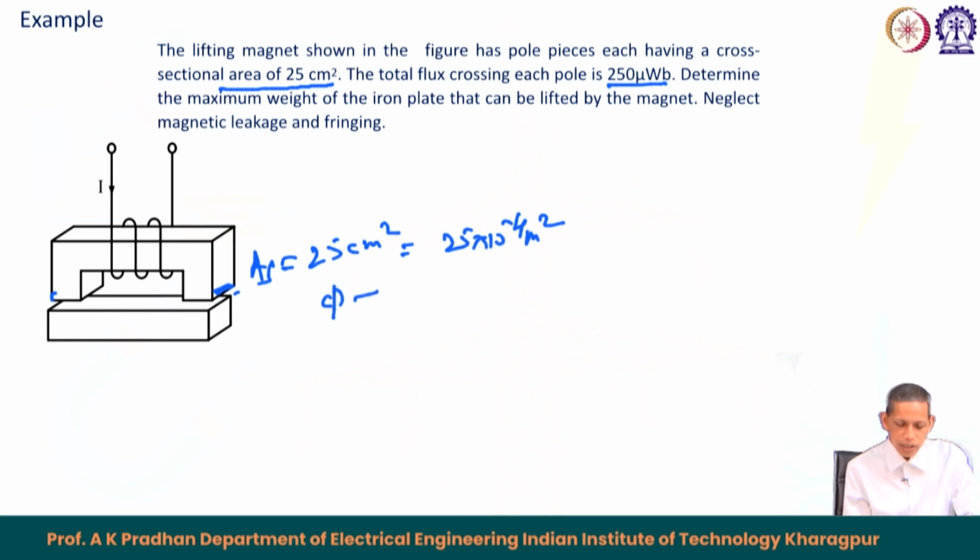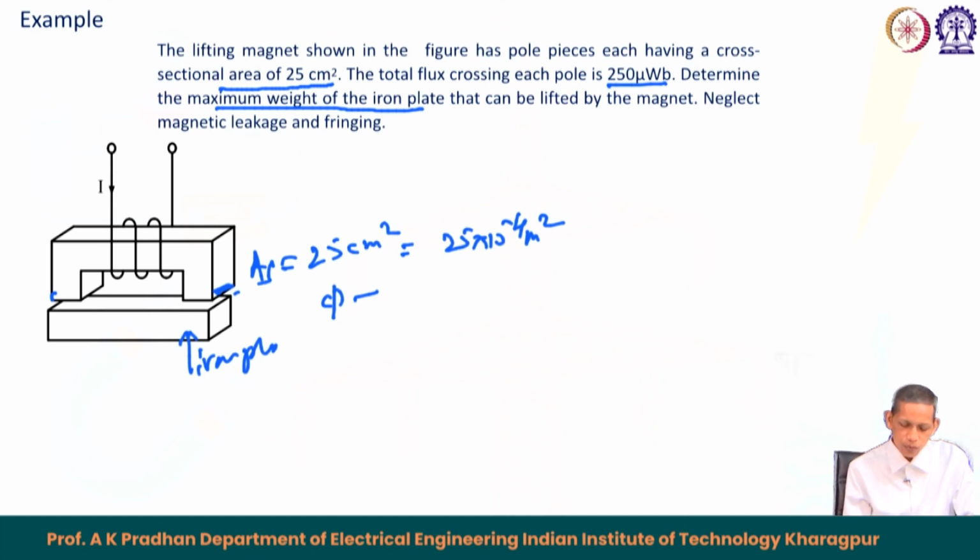Determine the maximum weight of the iron plate that can be lifted by the magnet. Question is, determine the maximum weight of the iron plate, this is the iron plate, that can be lifted by the magnet, neglecting magnetic leakage and fringing. So, here also we ask what is the corresponding weight of the magnet.